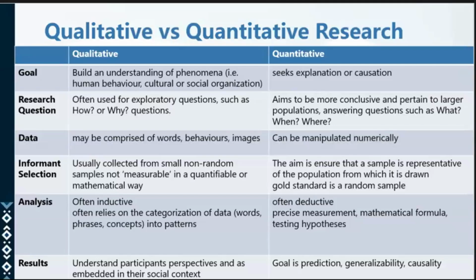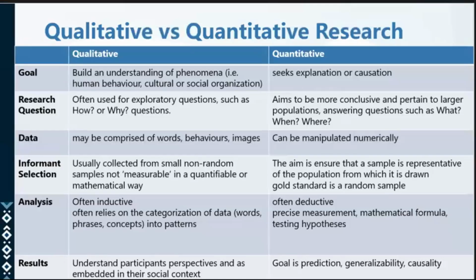Meanwhile, with quantitative research, the aim is to ensure that the sample is representative of the population from which it is drawn. The gold standard is a random sample. What I'm trying to say is that with quantitative research, you always want to have a sample so that you can generalize to a particular population. Maybe your population is about 10,000 participants and you carry out a quantitative research that has just 10 people. It's very difficult to generalize that research to the entire population.